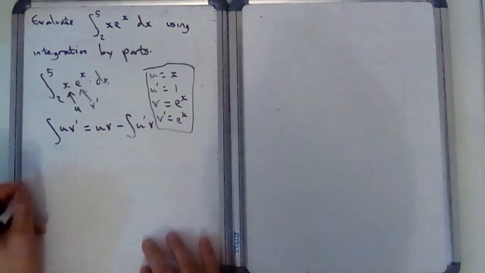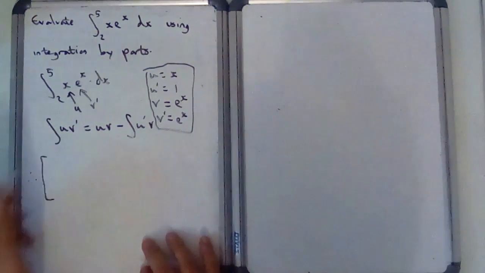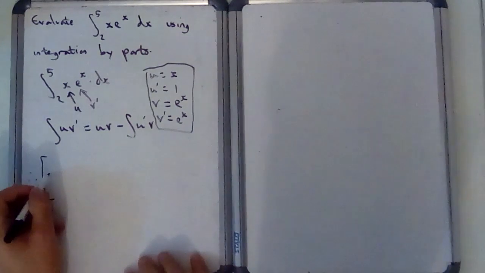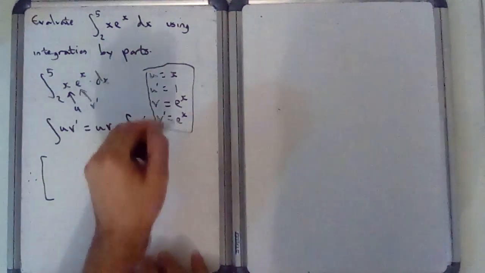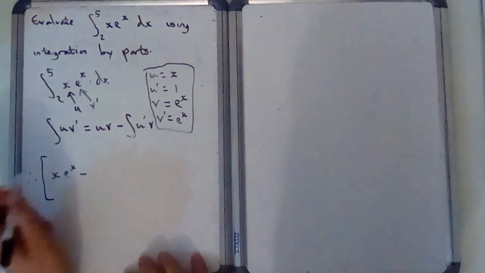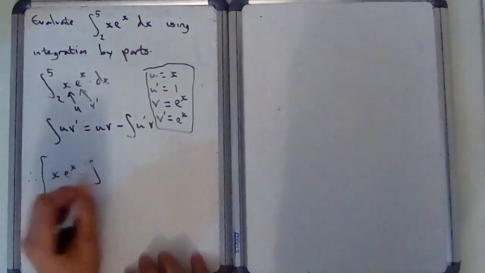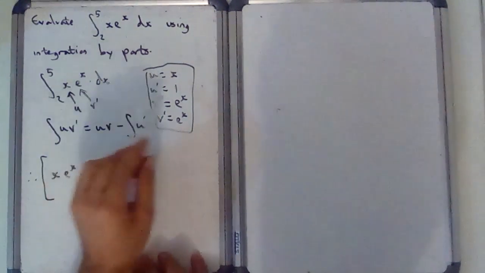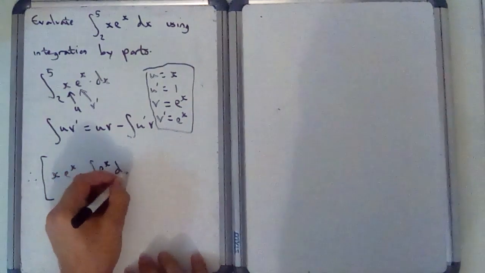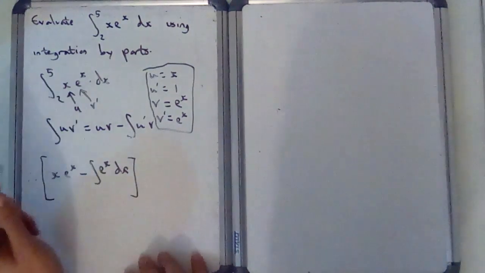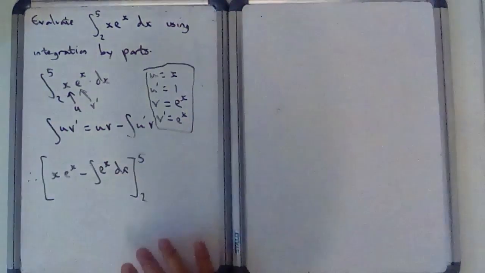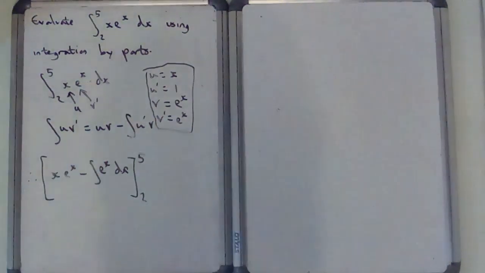Now we have, and remember this is an antiderivative thing, so we've got to evaluate it for all the points: u v, so that would be x e to the x, minus the integral of u dashed v, so that is 1 times e to the x, so that will just be e to the x dx. And we're going to evaluate all of that between 2 and 5. So don't worry that your limits aren't here, they'll be dealt with anyway.